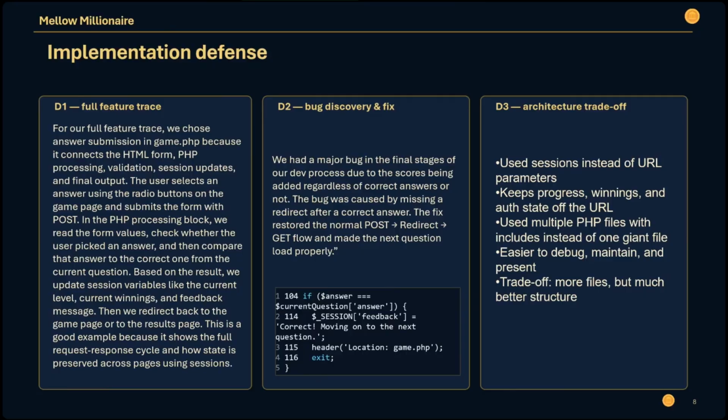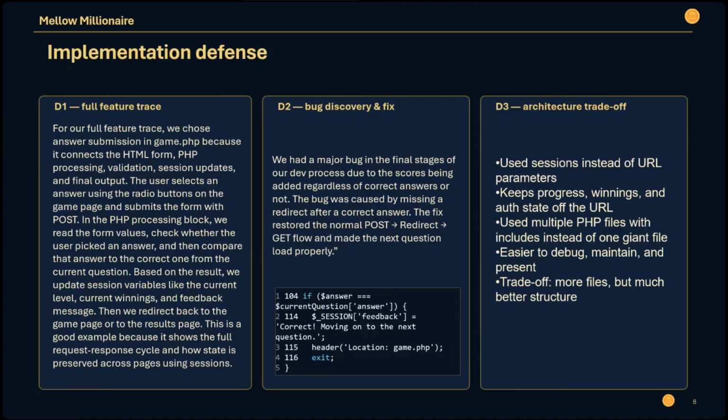So a big bug Jay and I had was trying to get the scores to actually not go on the leaderboard every time. Regardless of what we did, that score ended up on the leaderboard. If they lost, if they won, if they passed, if they walked away, it didn't matter what it was, the amount that the user earned, even if it was zero, would end up on the leaderboard. This was caused because after a correct answer, there was no redirect. And so we had to actually go in there and fix the POST and get a good flow going to actually fix it.